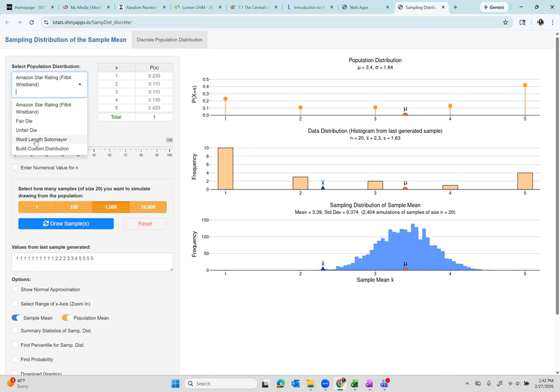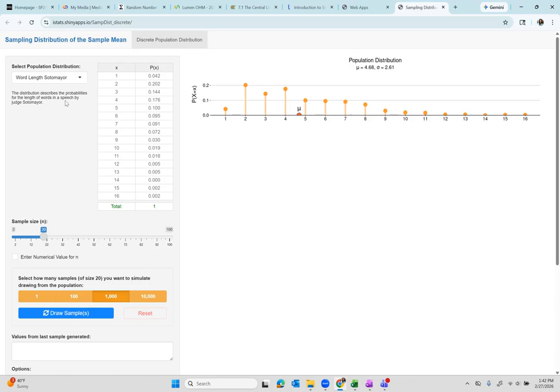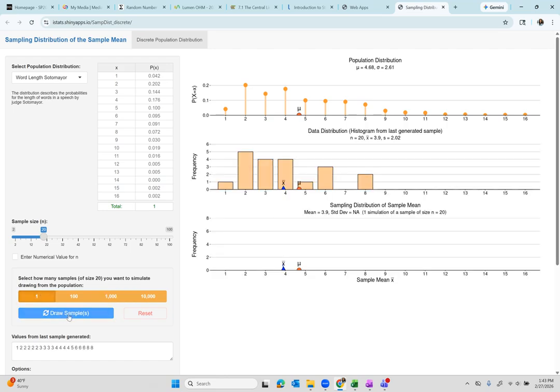So let's try the word length in a speech by Judge Sotomayor. The judge gave a speech, and the words ranged from 1 letter words to 16 letter words with these particular probabilities. This is the distribution of the words. The most popular ones were 2, 3, and 4 letter words. And let's draw samples of size 20. And let's draw one and see what that looks like.